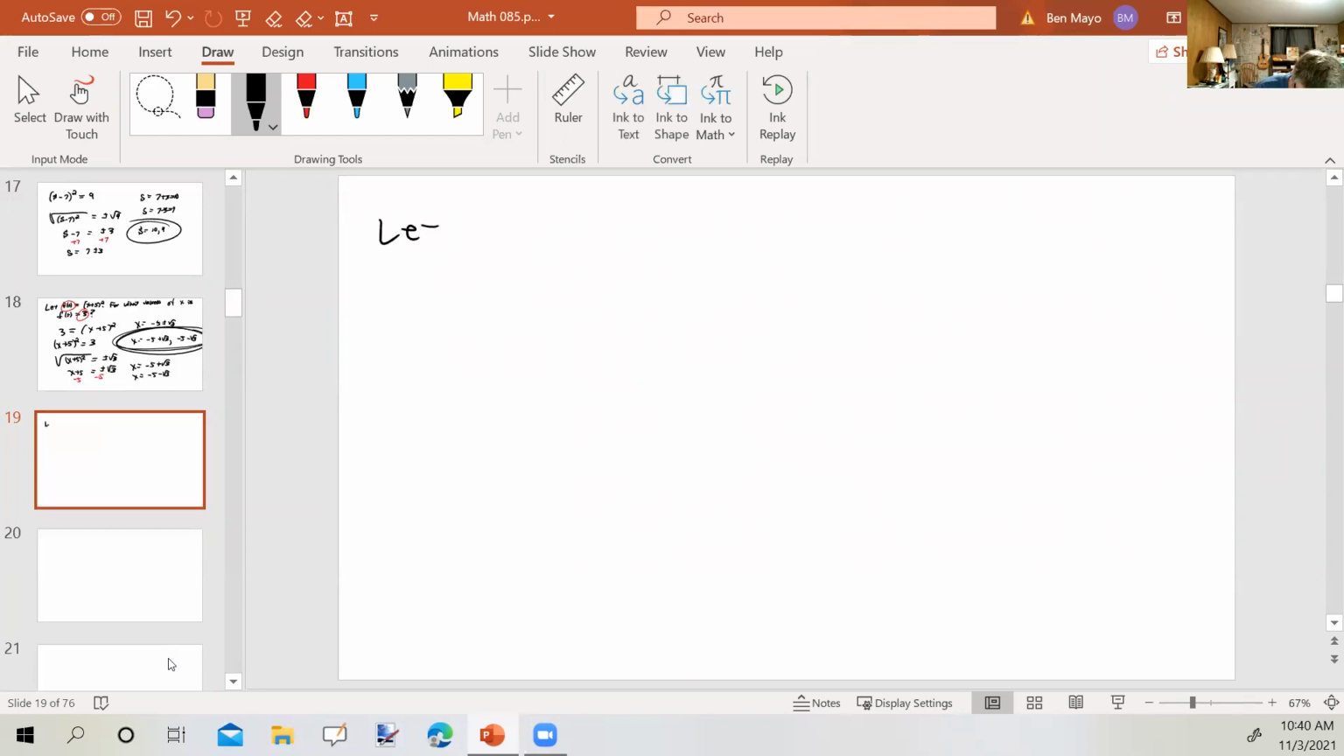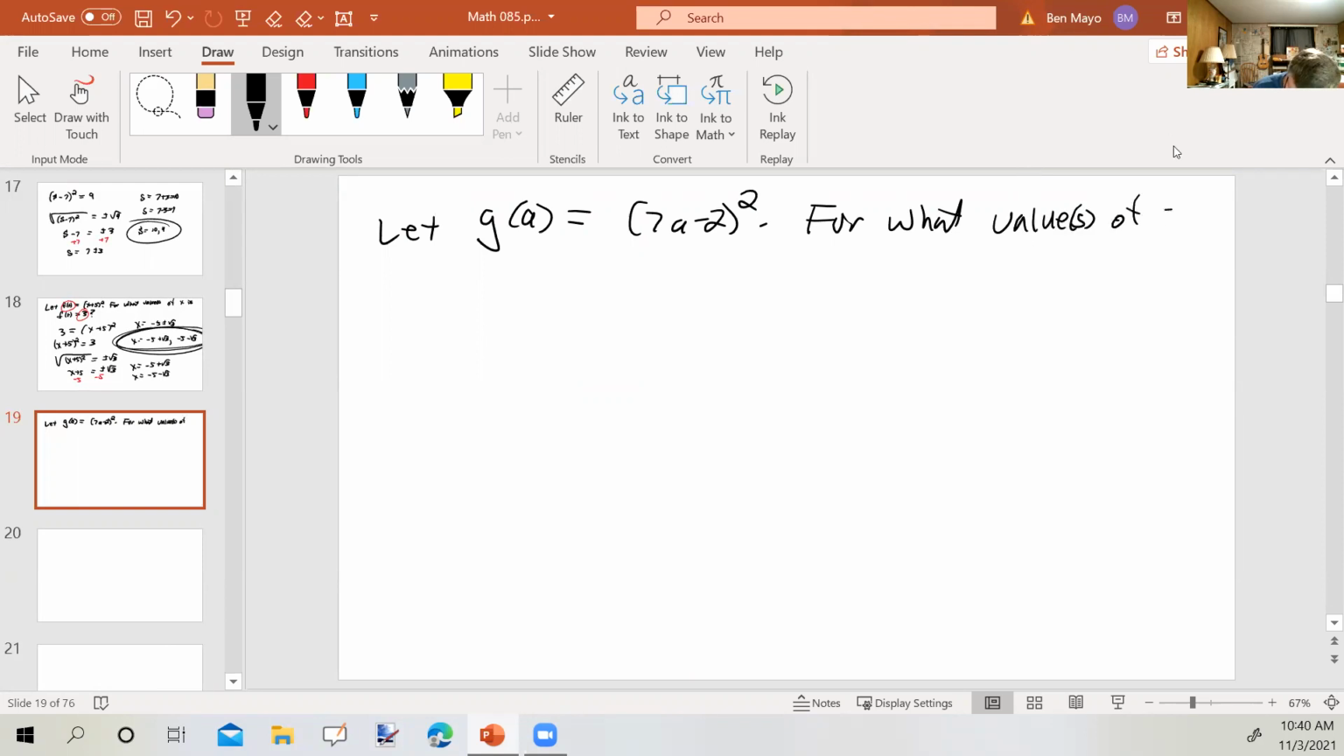Okay, let g of a equal the quantity 7a minus 2 squared, period. For what value or values of a is g of a equal to 8? Okay, so once again, we're going to make a substitution. We're going to put 8 in the place of g of a. So I'm going to have the quantity 7a minus 2 squared equals 8.